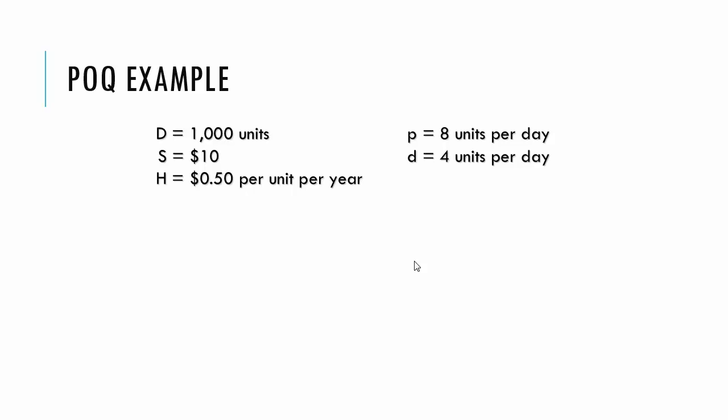So here's an example. We have 1,000 units for annual demand. The setup cost is $10. Holding cost is 50 cents per unit per year. We can produce 8 units per day. Demand is 4 units per day. I think we're selling hubcaps or something crazy like that. I don't know who buys hubcaps these days.